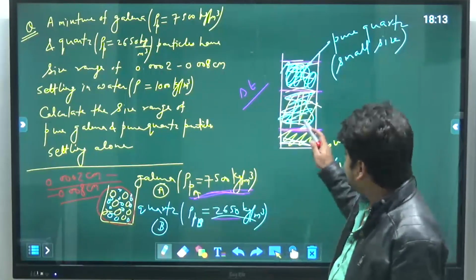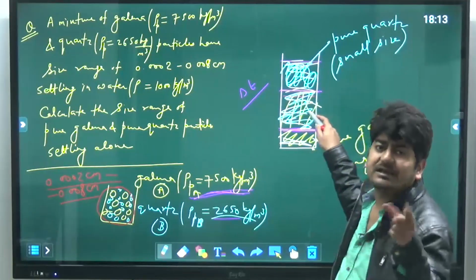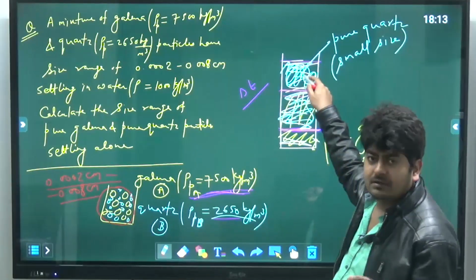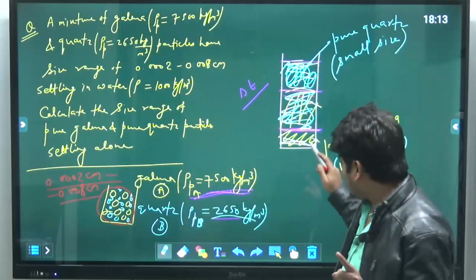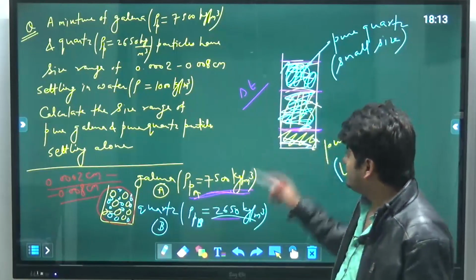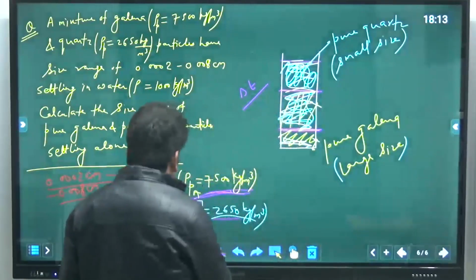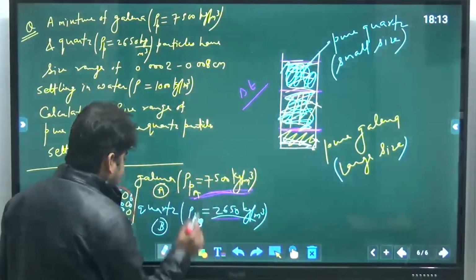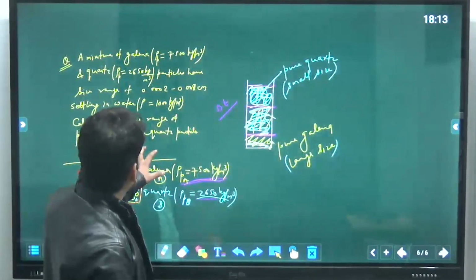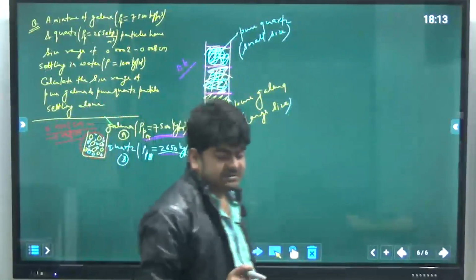Okay, so in this region we will have a small size galena and large size quartz particle settling together. A small size quartz is already there, large size galena are here. So small size galena and large size quartz will be in the middle somewhere, settling together. Okay, so now let's try to solve this. I hope this concept is clear to you.